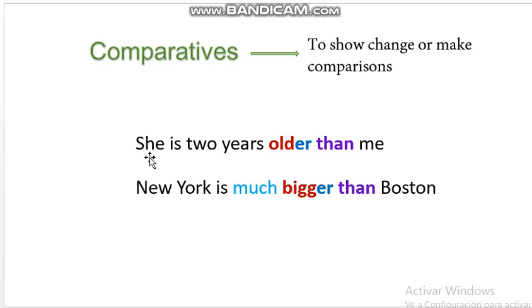And we say, she is 2 years older than me. We are comparing two persons, she and me. New York is much bigger than Boston, so we are comparing New York with Boston.